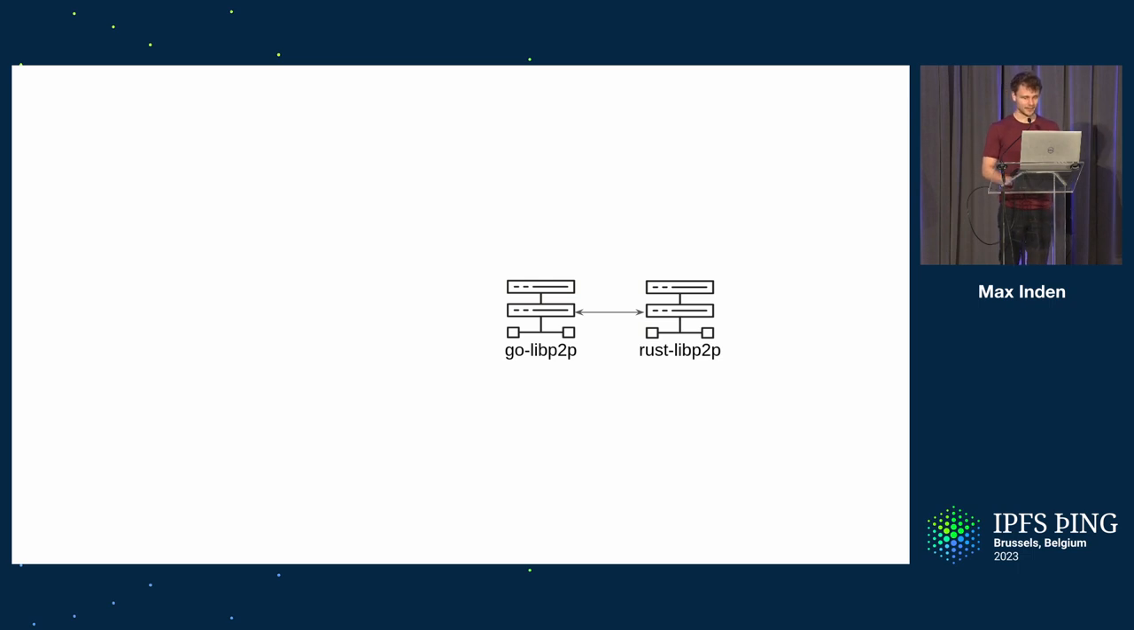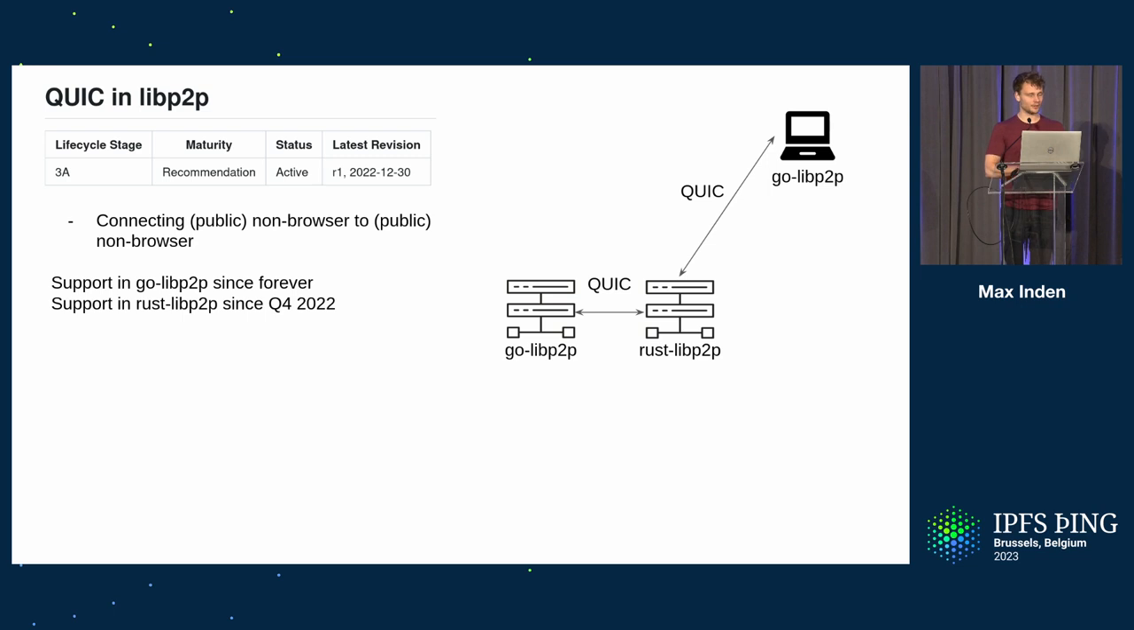Okay, so let's add some complexity. Now we actually want to chat with those two servers from my laptop here. What we're going to use for that is QUIC, to connect from my laptop to one of those Rust libp2p servers, and later on also to the Go server. QUIC in libp2p has been there forever. Small caveat: it has been there forever in Go libp2p. We shipped it recently in Rust libp2p, and there's more work in the other implementations. What it allows us to do is connect a non-browser to a non-browser. Why am I saying non-browser? Well, anything where you have access to UDP and TCP sockets. Happy to go into details about that later on.